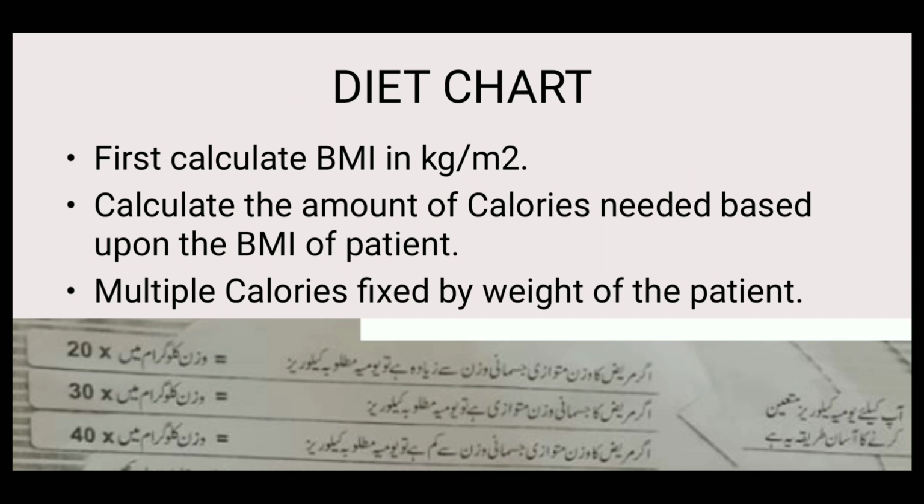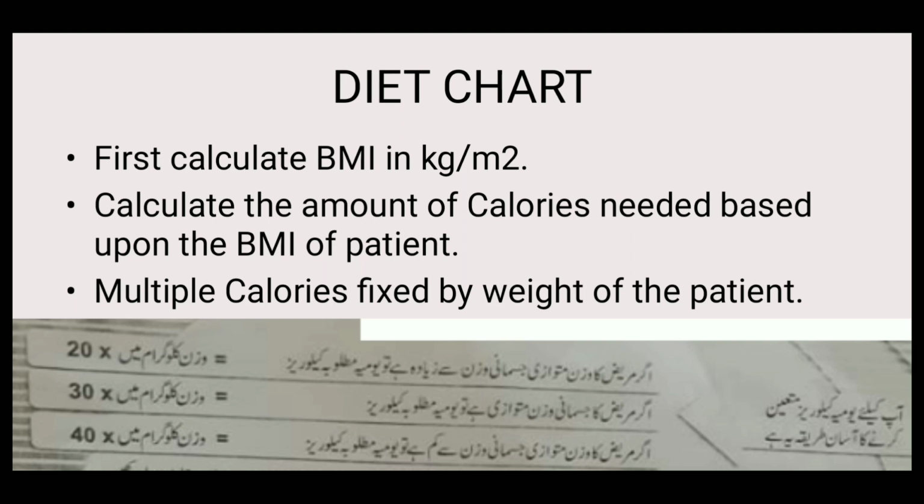Before we make the diet chart, it's very important that first of all we calculate the BMI of the patient. It's not the case that we give the same chart to each and every patient. We have to calculate the amount of calories needed based upon the BMI of the patient. And how will we calculate it? Multiply the calories fixed by the weight of the patient. Which are the calories fixed? That depends upon the BMI of the patient.